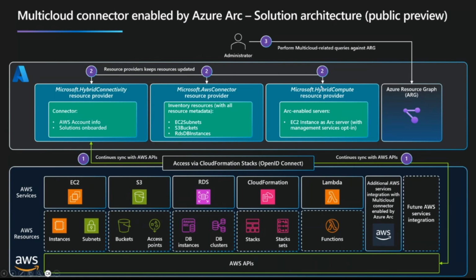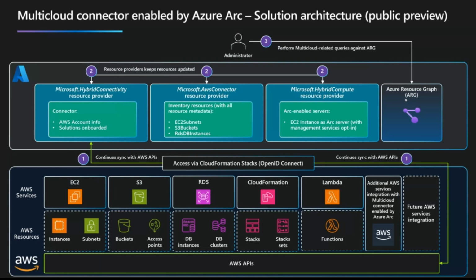And then similar for the EC2 instances that we discover, once again, if you opt in for that Arc onboarding solution, you'll actually now see this connected to Arc already all set up for you. And so that makes it just really nice and simple for customers. And then, of course, that richness comes with, once again, that query capability. And so now I can come in and I can say, show me all of my storage accounts across AWS and Azure.